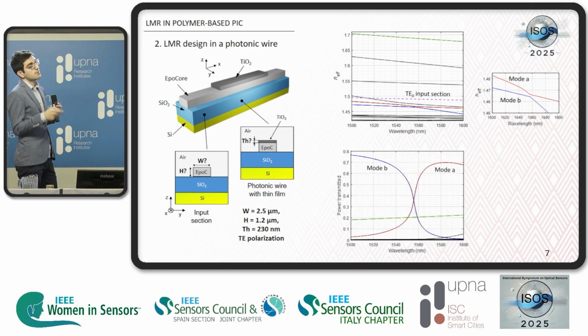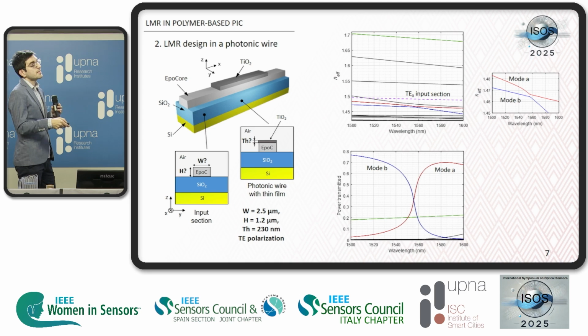This graph shows the power transmission between the T0 in the transition between the section without thin film and the section with thin film, the power transmitted by this T0 mode in the first section to all the modes in the second section. And we can see that most of the power is transferred to either mode A or mode B, and there's also a fraction of the power that is transferred to the fundamental mode of the second section.